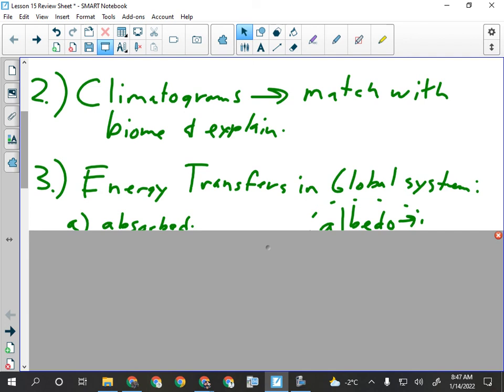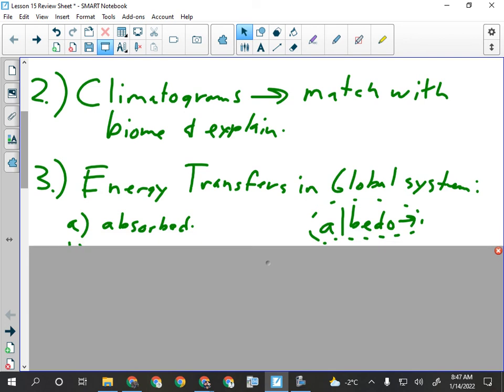Okay. Energy transfers in global systems. So this was lesson 3. And this is where we talked about what happens to light when it strikes the Earth's surface? What are the three things that can happen to it? One of them is there. It can be absorbed, reflected.